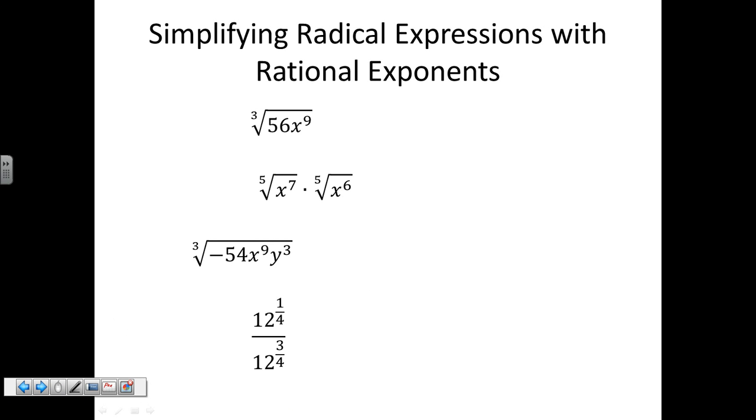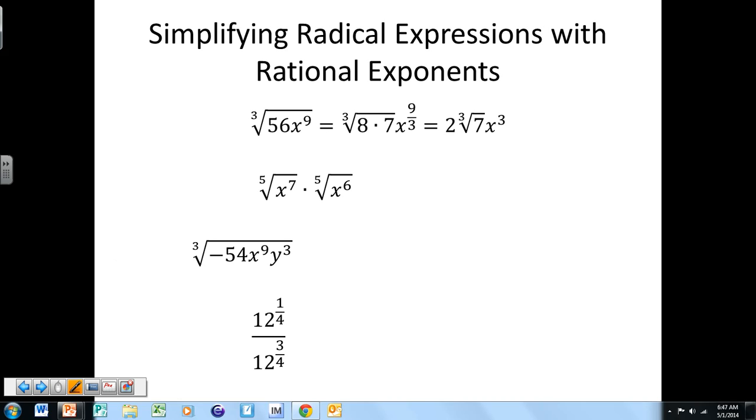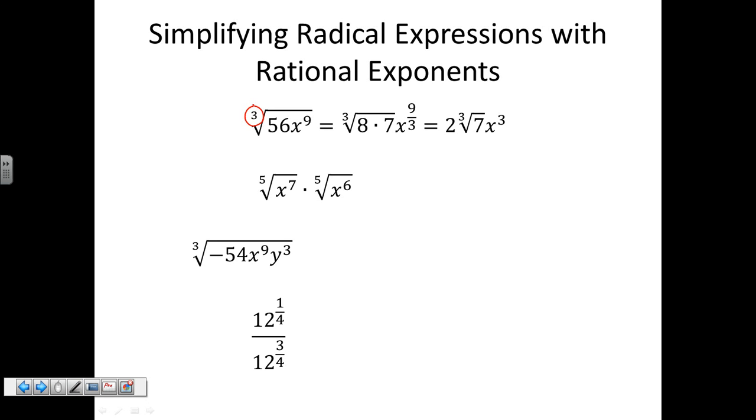Alright, now let's take a look at simplifying radical expressions when there's some letters involved. So now we've got some variables here. So let's take a look at the first one. Remember that this cubed root right here goes to both the 56 and to the x to the 9th.